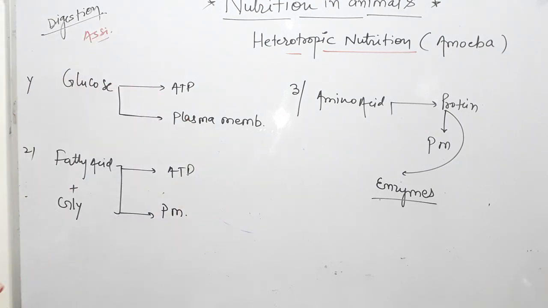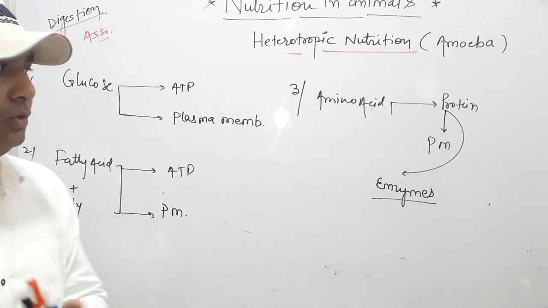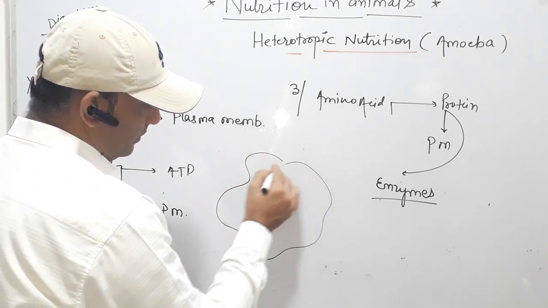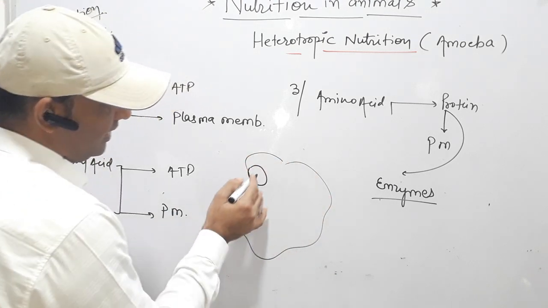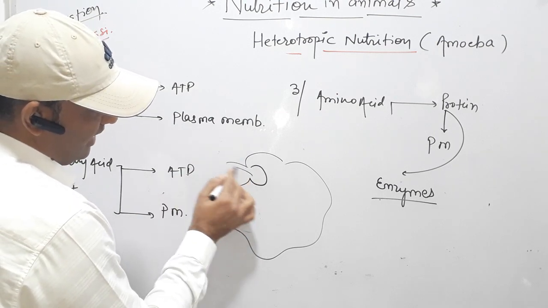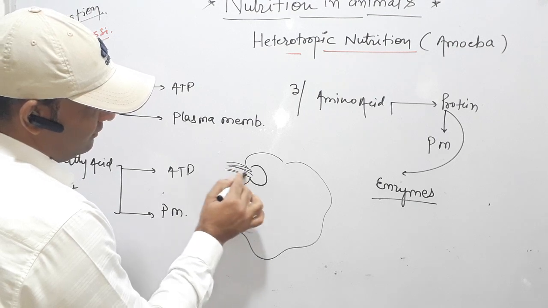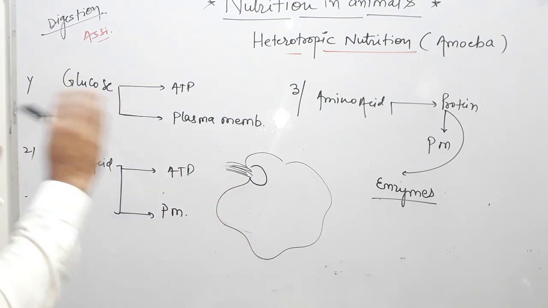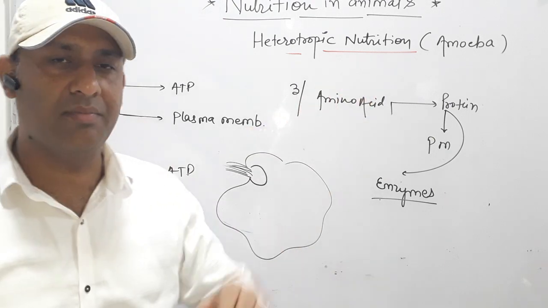After the assimilation, the undigested food, that means that which does not contain any nutritive value, is all transferred to the plasma membrane area in the food vacuole. Now the plasma membrane of the food vacuole bursts and releases all the undigested food into the water. So it is called egestion. So these are all the events in heterotrophic nutrition in amoeba.